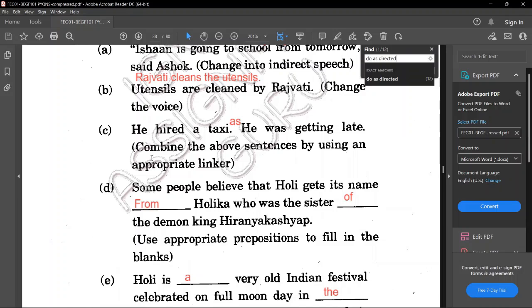He hired a taxi. He was getting late. Combine the two sentences using an appropriate linker. Linker is also known as conjunction. In this case, as he was getting late will be the correct one, or because he was getting late can also come.